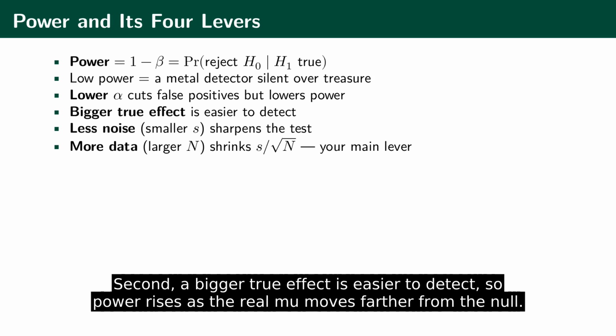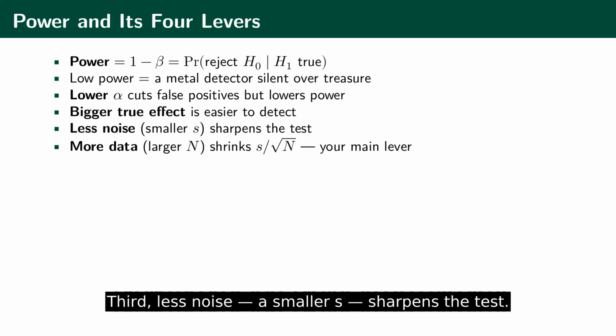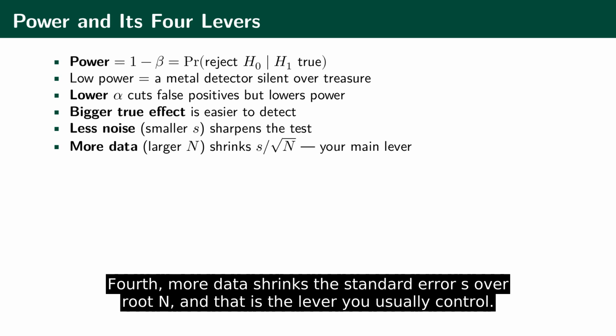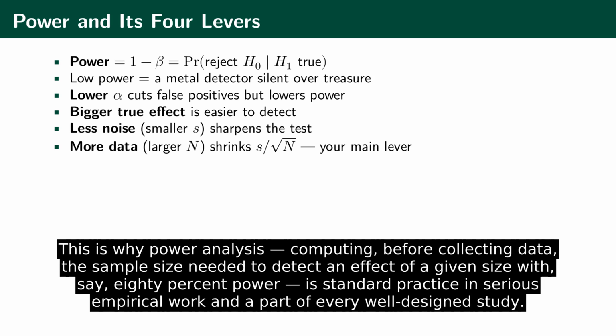Second, a bigger true effect is easier to detect, so power rises as the real mu moves farther from the null. Third, less noise. A smaller s sharpens the test. Fourth, more data shrinks the standard error s over root n, and that is the lever you usually control. This is why power analysis, computing, before collecting data, the sample size needed to detect an effect of a given size with, say, 80% power, is standard practice in serious empirical work and a part of every well-designed study.